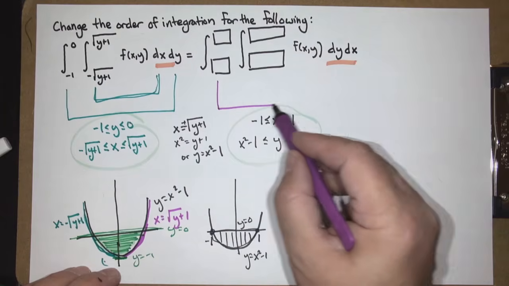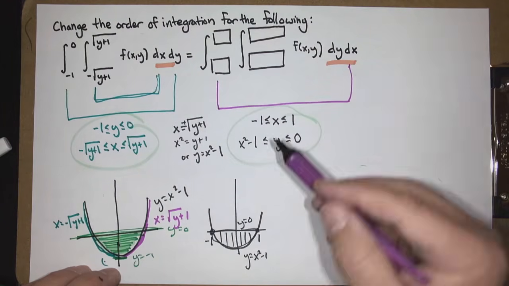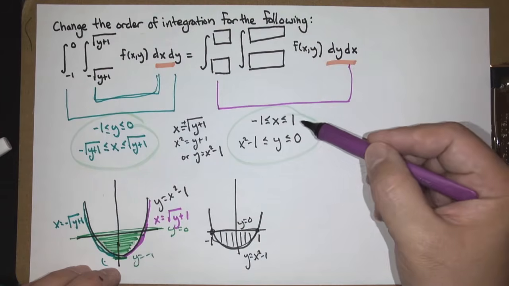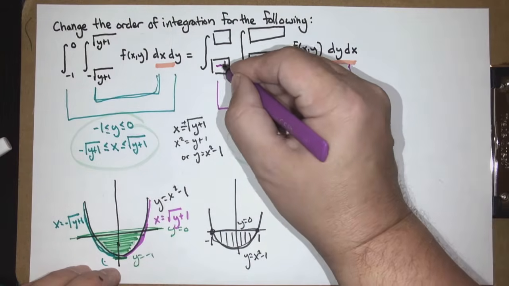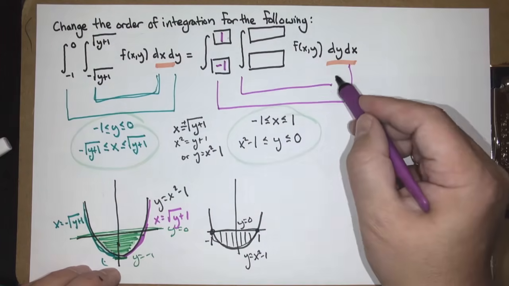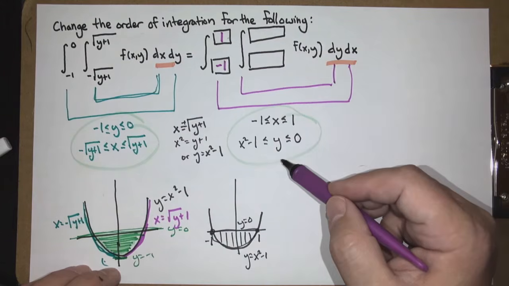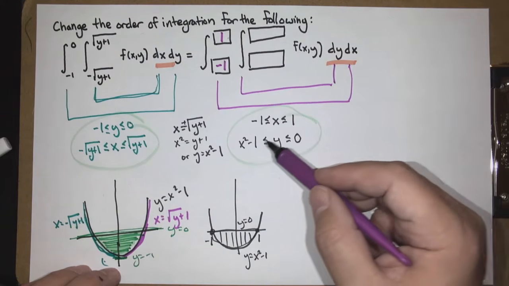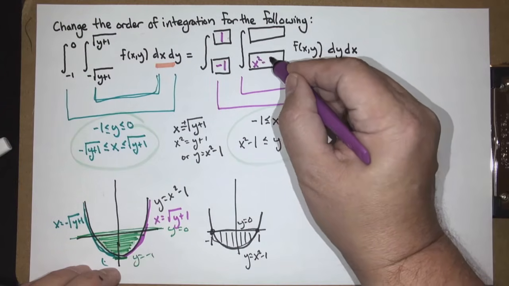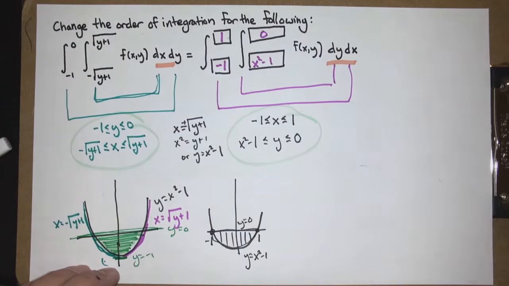So the outer layer, that's the x layer. What goes in our boxes? Negative 1 to 1. Number to number. The inner layer, y, we're going from curve to curve. What goes in our boxes? X squared minus 1 to 0. Yes?